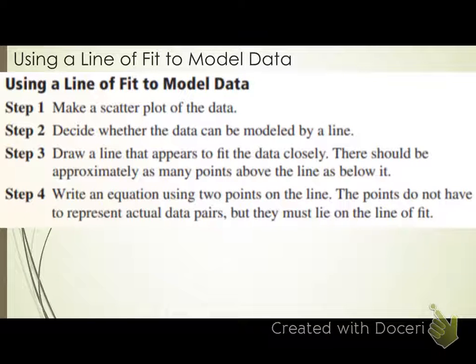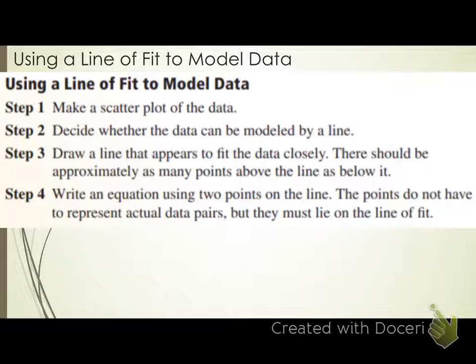All right. So, using a line of fit to model data, these are the steps we're going to follow to create our line of fit. So step 1, make a scatter plot of the data. You'll be given a table of some sort, or a table of values, or a set of ordered pairs, something like that. And it'll want you to make a scatter plot of that data. That's the first thing we're going to have to do for our line of fit.